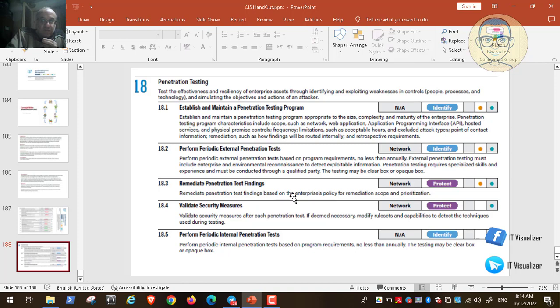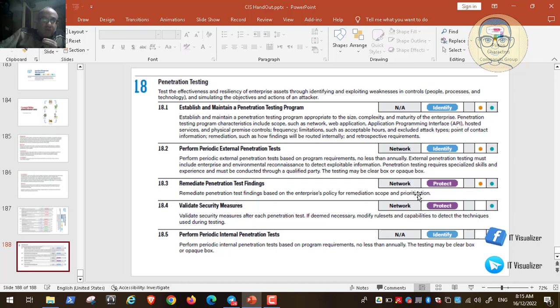Remedy penetration testing findings based on the enterprise policy for remediation, scope, and prioritization. If you find vulnerabilities, you should fix them according to your vulnerability or patch management policy. For example, if it is a high vulnerability, you should schedule the fix for a certain time, maybe when the employees are on vacation. If it's a normal vulnerability, it can be postponed or scheduled. If it's a low vulnerability, we can leave it, for example, if it's not that much of a risk.